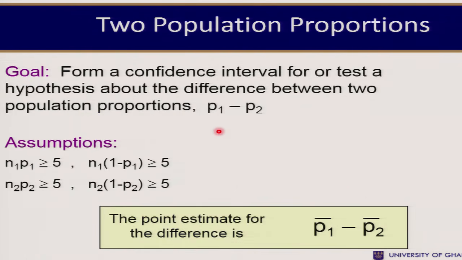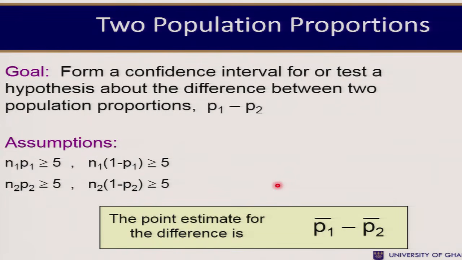Now, for population proportions, we want to form a confidence interval or test a hypothesis about the difference between two population proportions. In session 10, we looked at one population proportion. Also, our assumptions still hold. N1 P1 should be greater or equal to 5. N2 P2 should be greater or equal to 5. N1 (1 minus P1) should be greater or equal to 5. And then N2 (1 minus P2) should be greater or equal to 5. Where the 1s and the 2s represent the first group and then the second group respectively.